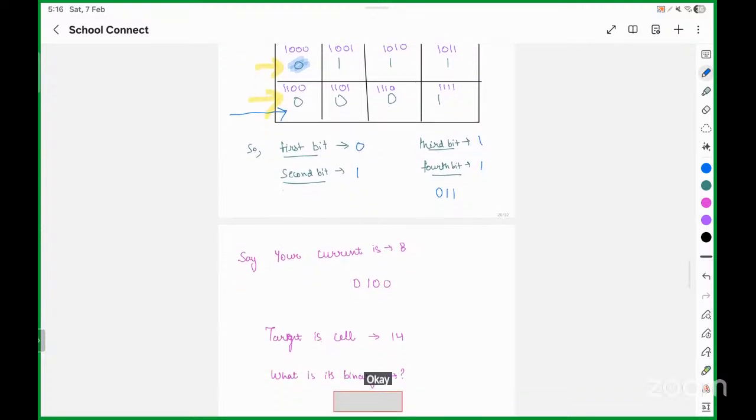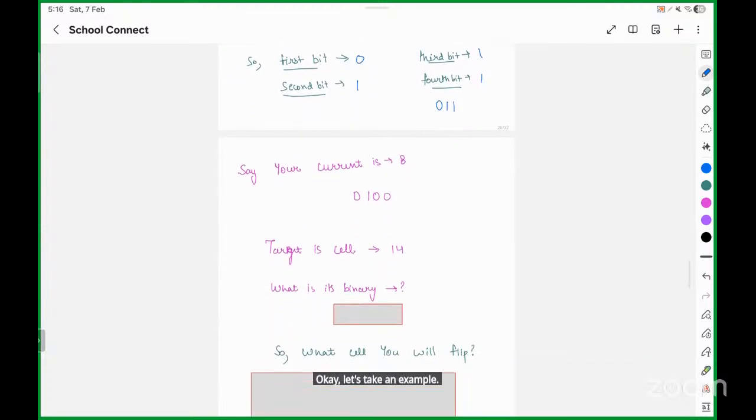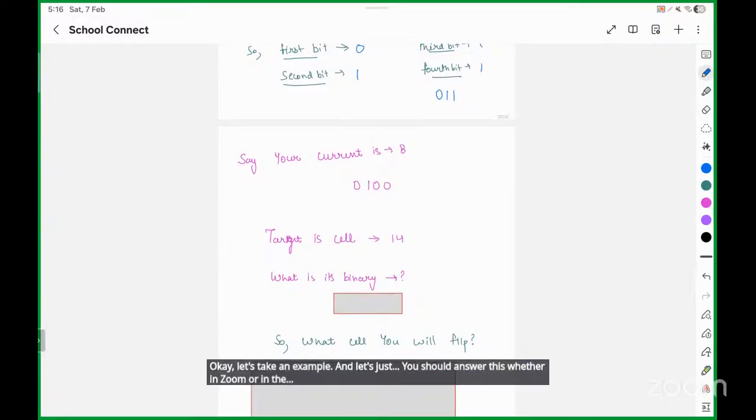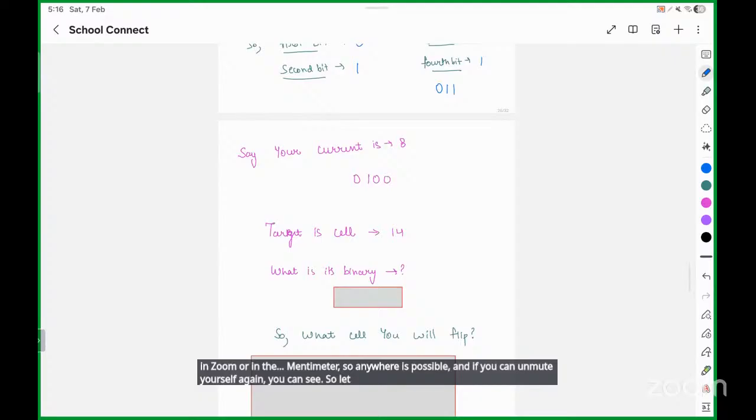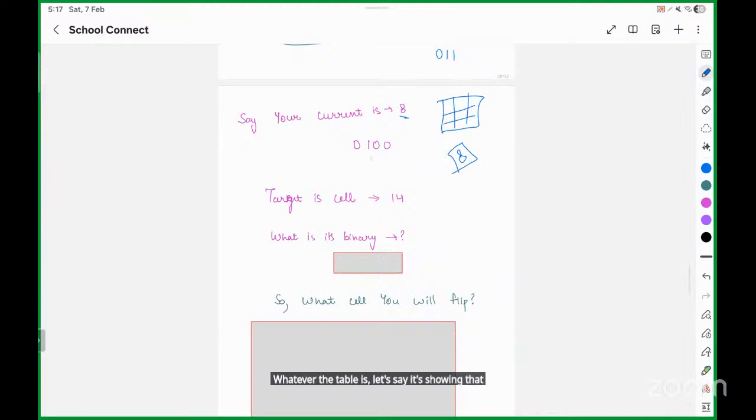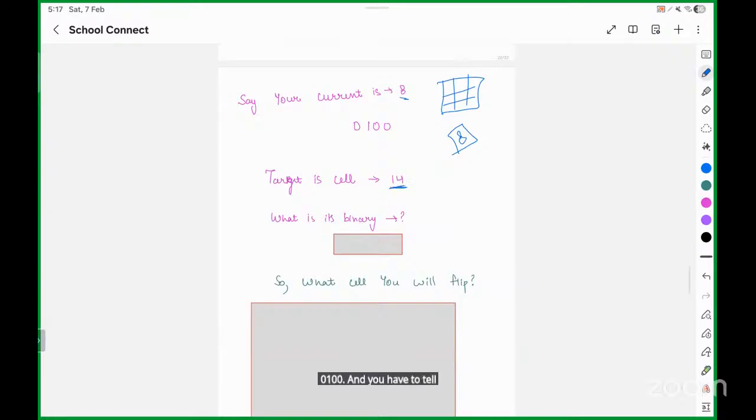Okay, let's take an example and you should answer this whether in Zoom or in the Mentimeter. So anywhere is possible, and if you can unmute yourself again, you can say. So let's say your current is 8. That means the table which is given to you is showing that the key should be at the 8th door, whatever the table is. Let's say it's showing that it's 8 and its binary is 0100, and you have to tell the prisoner 2 that the key is behind the door 14.